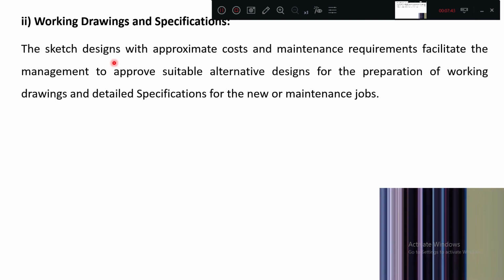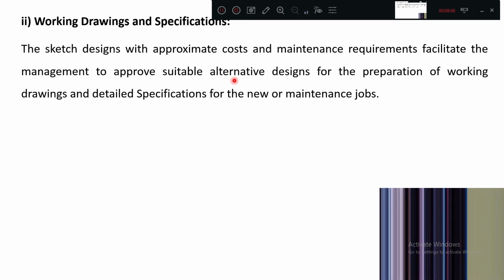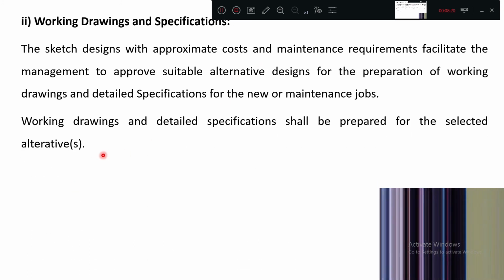Okay, in the next one what he has explained: the sketch designs with approximate cost and maintenance requirement. These things will facilitate what? Management to give a decision, to approve a decision for alternate designs for preparation of working drawings and specification, to do the maintenance job. So obviously maintenance means not only one solution will be there. There may be multiple solutions. So management, by having all the information, can go for the best suitable alternative with the drawings and specifications. Working drawings and detailed specifications shall be prepared for the selected alternative.